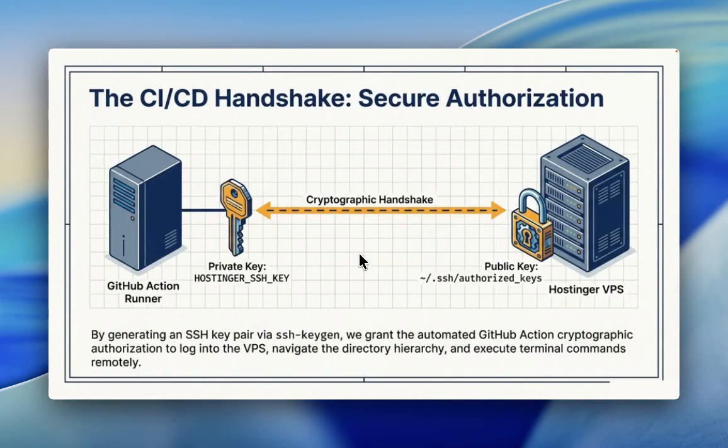The CI/CD handshake, secure authorization: GitHub Action runner with the private key, Hostinger with the SSH public key in authorized_keys on the Hostinger VPS. By generating an SSH key pair, we grant the automated GitHub Action cryptographic authorization to log into the VPS, navigate the directory hierarchy, and execute terminal commands remotely.